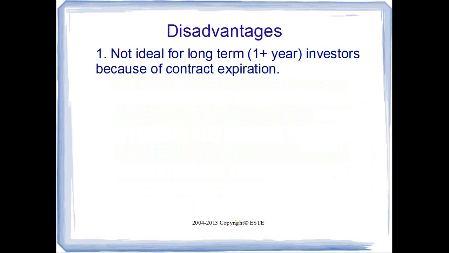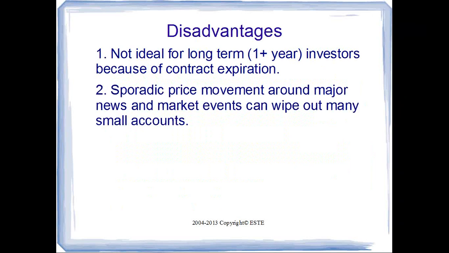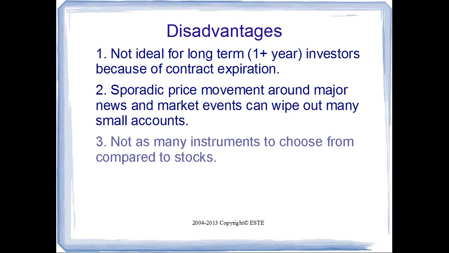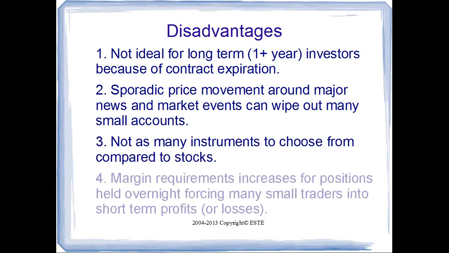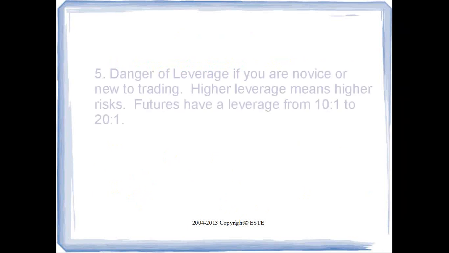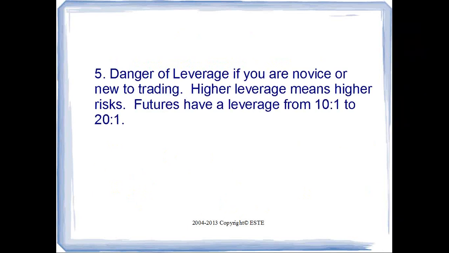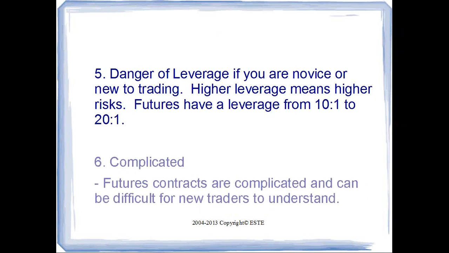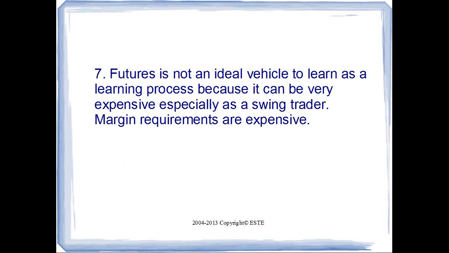Disadvantages: 1, it is not ideal for long term, or more than 1 year, for investors because of contract expiration. 2, the sporadic price movement around major news and market events can wipe out many small accounts. 3, there are not as many instruments to choose from compared to stocks. 4, margin requirements increase for positions held overnight, forcing many small traders into short-term profits or losses. Okay, the danger of leverage is also there for the novice, those new to trading. Higher leverage means higher risks. Futures have a leverage from 10 to 1 to 20 to 1. Lastly, it's complicated. Futures contracts are complicated and can be difficult for new traders to understand.